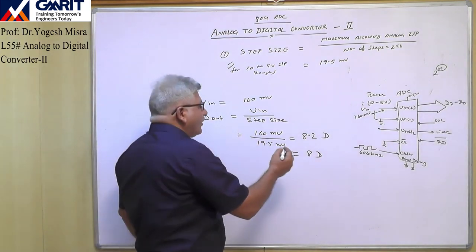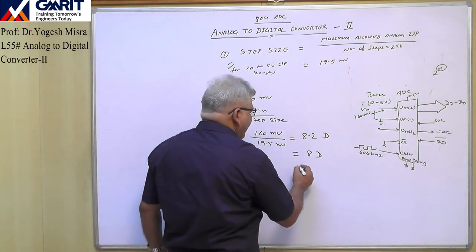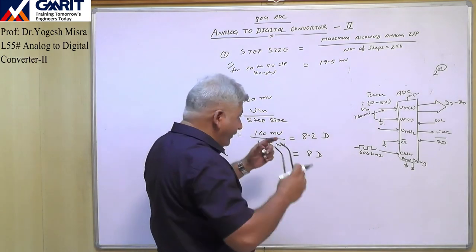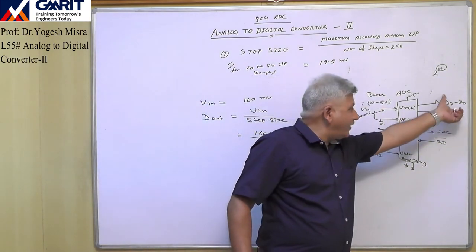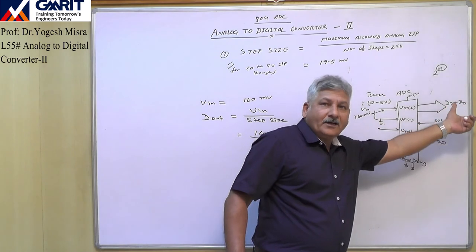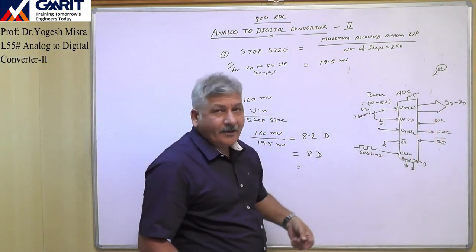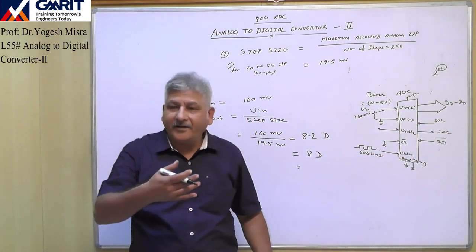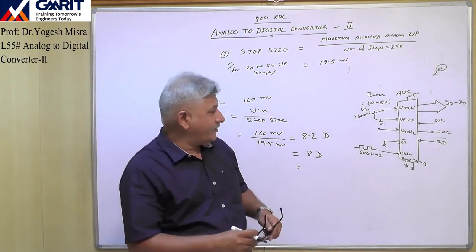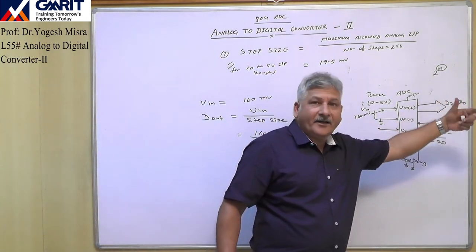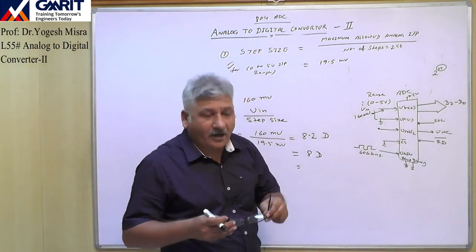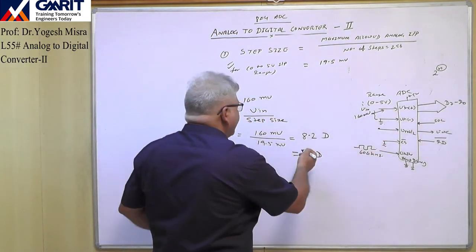Convert this in 8-bit binary value. Why are we converting in 8-bit binary? Because this ADC generates 8-bit digital data, right? So we require 8-bit data. If we had a 10-bit ADC, meaning the digital output lines are 10 bits, then we would have to generate 10-bit data. So here we will convert this in 8-bit.